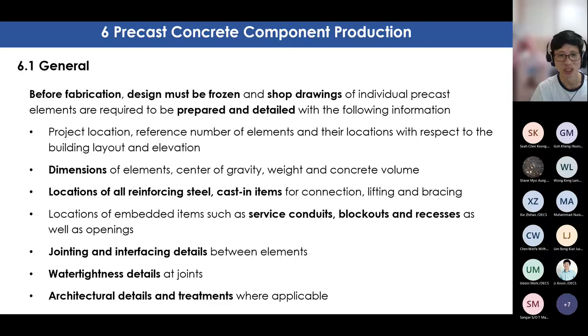Then the location of those steel casting items. Casting items are things like mechanical connections or electrical boxes. Electrical boxes, service conduits, blockouts, all these recess areas, you got to capture in your shop drawing and you got to confirm with the consultant.